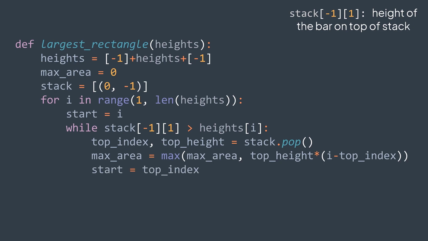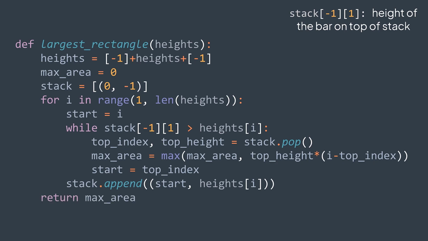After the loop, start now holds the start index of the last popped bar and the height of the actual bar is height of I. We push start, height of I. And after the outer loop, we return max area. That's it.